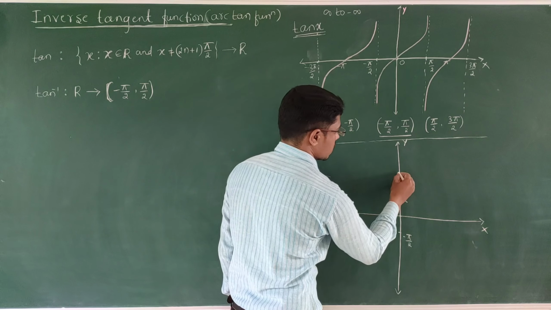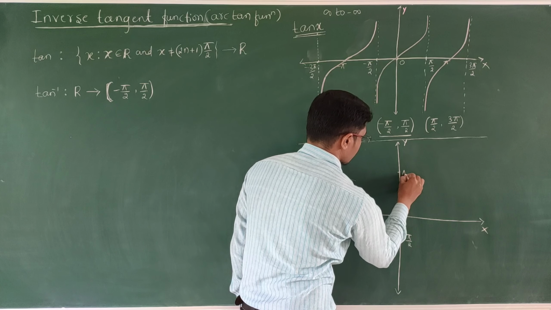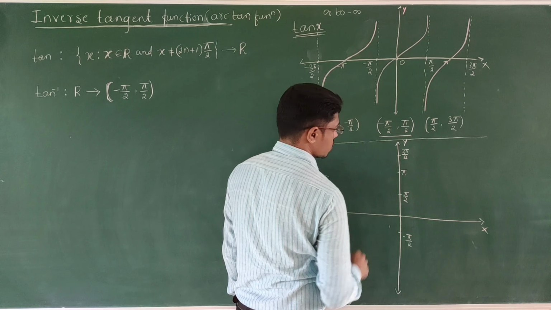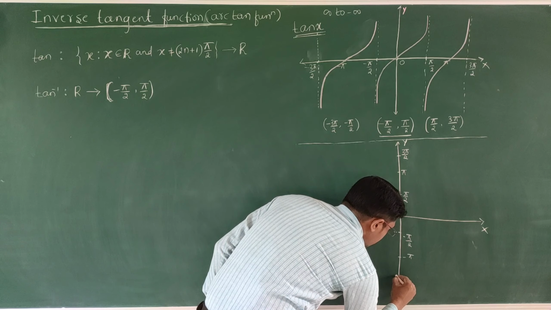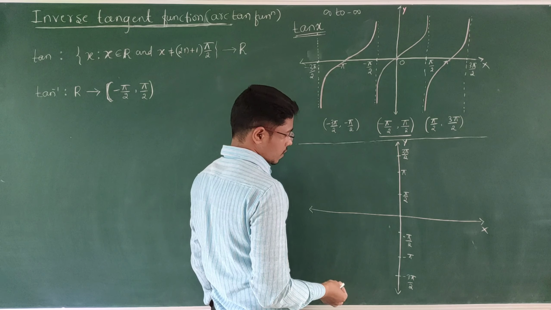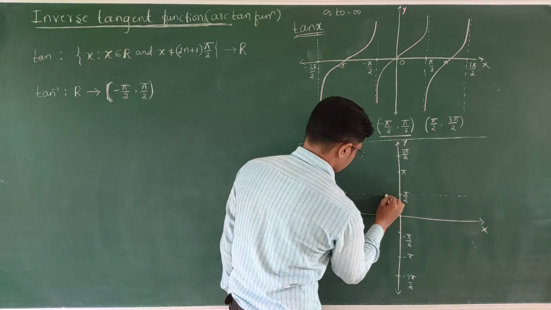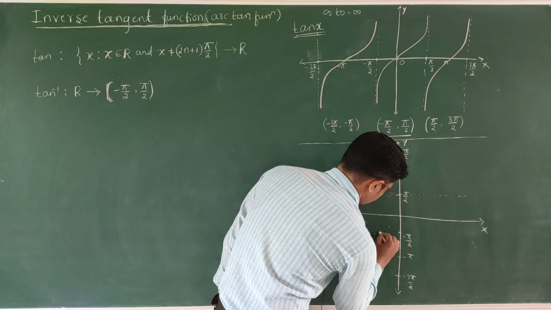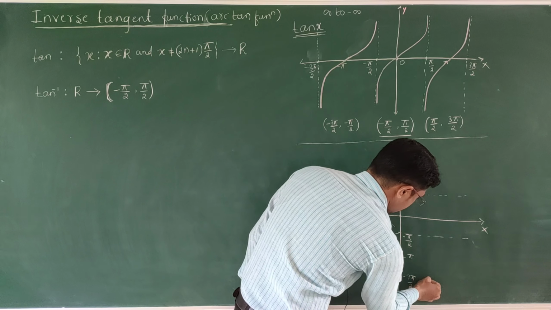Next here, pi, then this is 3 pi divided by 2, then minus pi, minus 3 pi divided by 2. So make intervals like this, one and this one.